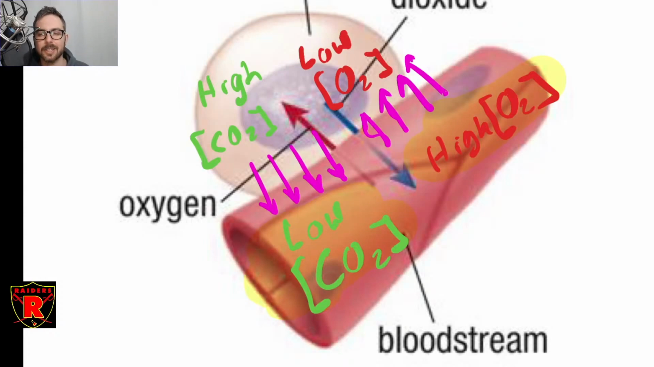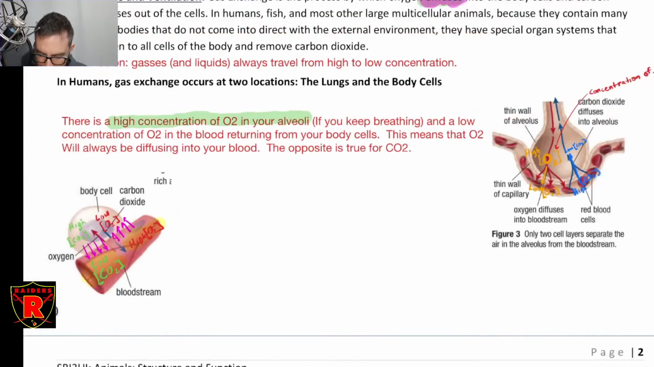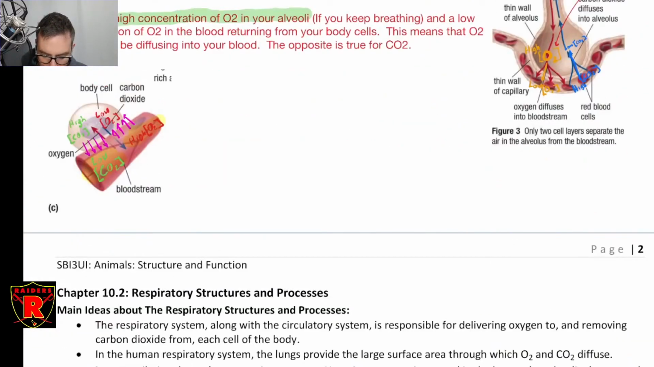And so this is a continuous cycle. The blood fills up with CO2 and drops off its O2. It goes back to the lungs to pick up more O2 and get rid of the CO2. Then it goes back to the cell to drop off the O2 and pick up CO2. And then it goes back to the lungs. It happens over and over again. So that's the basics of the process.